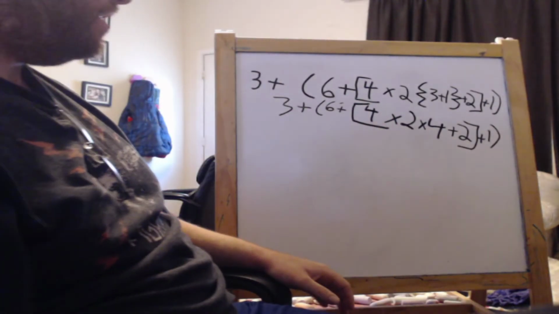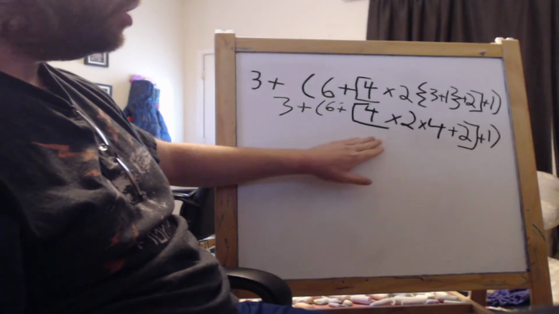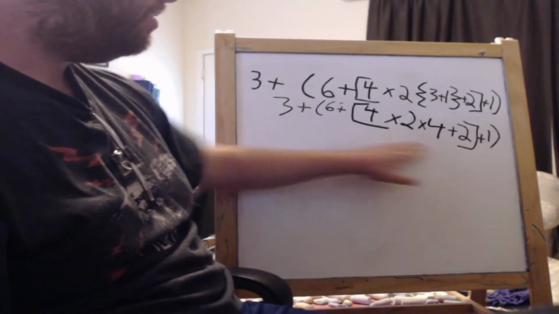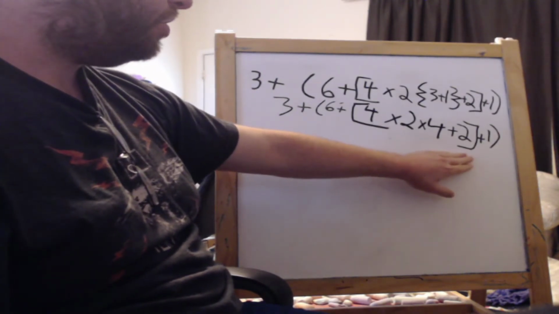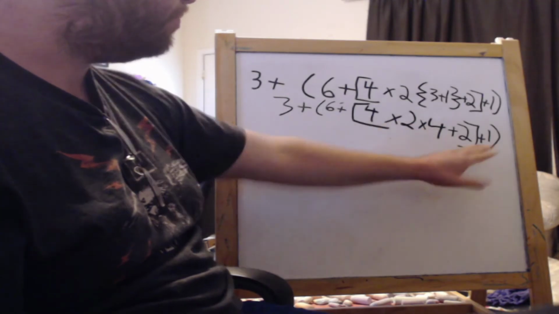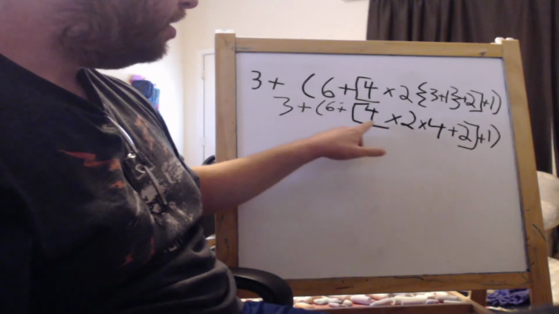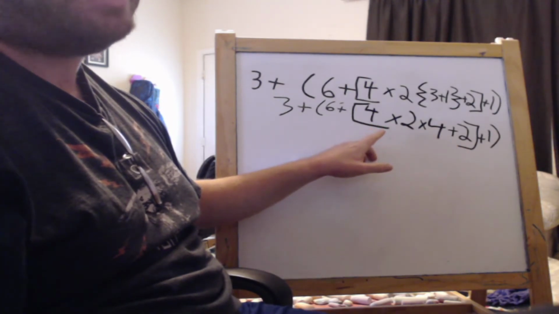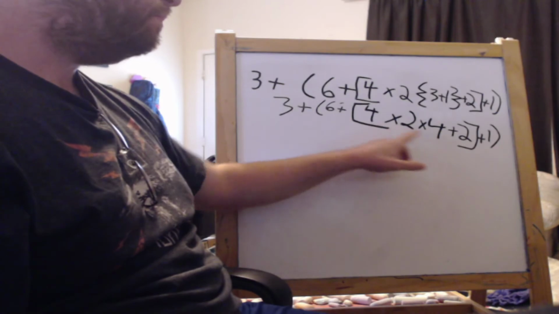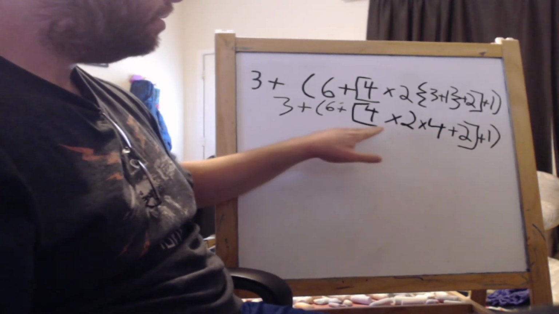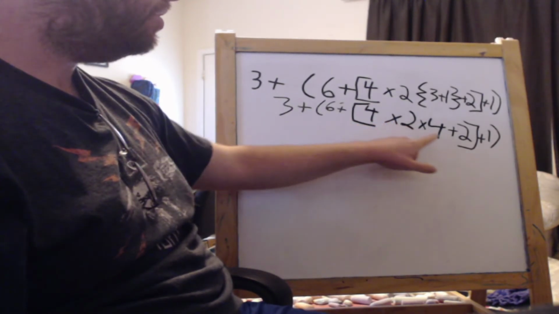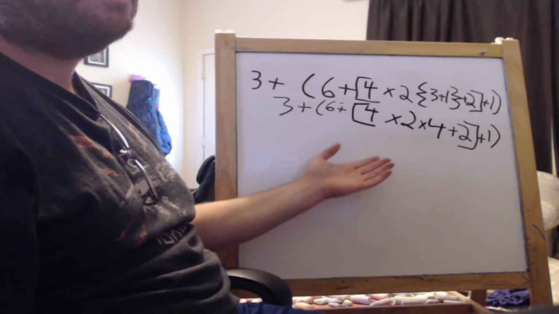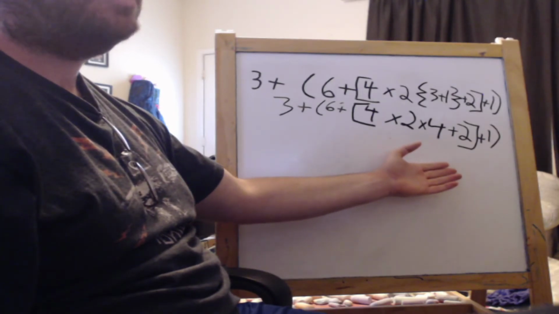Now, the next thing is we're still doing the innermost brackets, so we have to do this first, and then we would do the rest. We're doing what's inside these square brackets now, using order of operations, basically. So it's 4 times 2 times 4 plus 2.